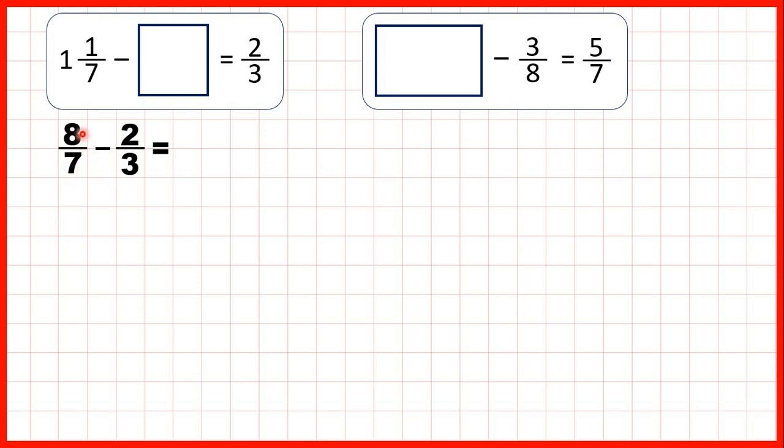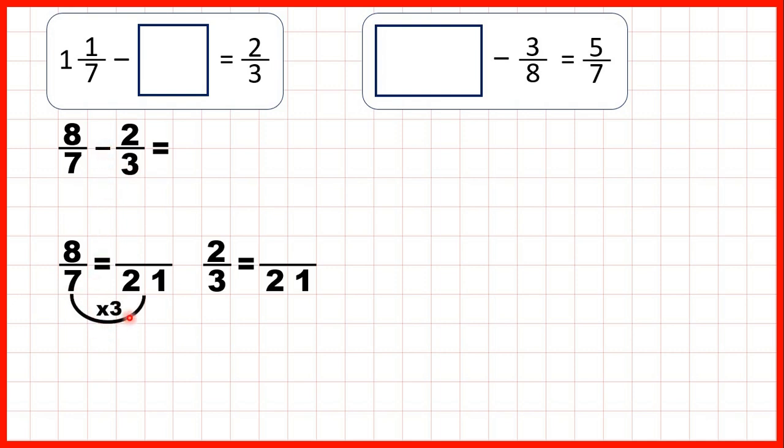So we can change 8/7 and 2/3 into equivalent fractions which have a denominator of 21, because when our denominators are the same, we'll be able to subtract the fractions. Now 7 times 3 is 21, and what we do to the denominator, we do to the numerator as well. 8 times 3 is 24. Now 3 times 7 is 21, and 2 times 7 is 14.